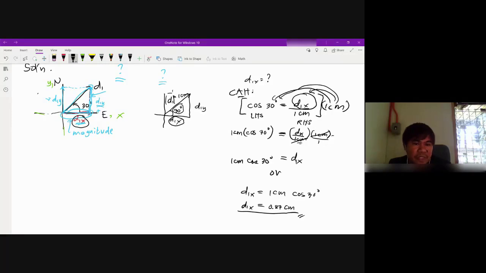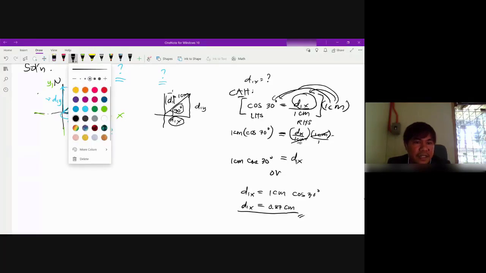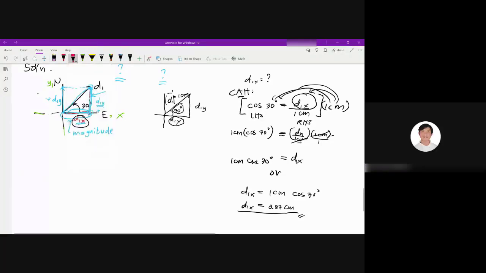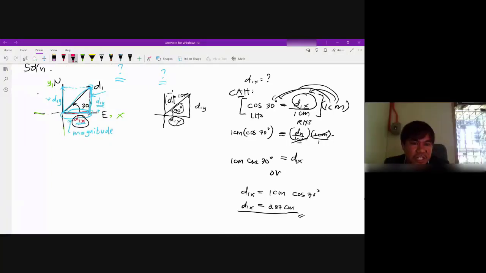Isa na lang. Atong buhaton karon is ang nabilin, d1y. Okay, d1y. So this is now d1y. So okay, draw balik na ta. Pwede na ko i-draw balik ni. Okay, this is 30 degrees. This is your d1y, based sa diagram. This is your hypotenuse, which is actually 1 cm. This is 1 cm hypotenuse.